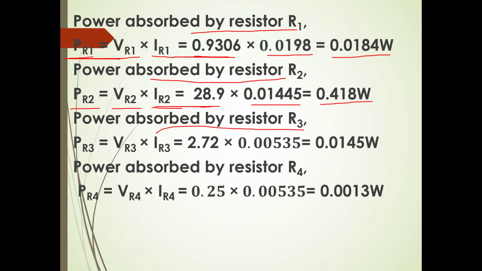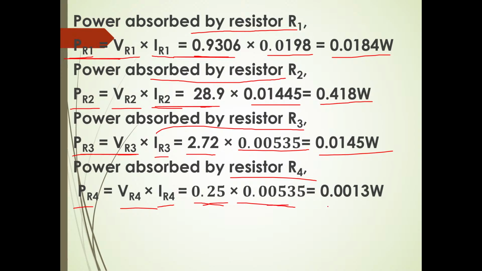Power absorbed by R3 resistor, PR3, is VR3 into IR3. VR3 is 2.72 into IR3 is 0.00535. Multiply those two, you will get 0.0145 watts. Similarly, power absorbed by resistor R4, notation is PR4. You just multiply VR4 into IR4. VR4 value is 0.25 and IR4 is 0.00535. Multiply these two, you will get 0.0013 watts.